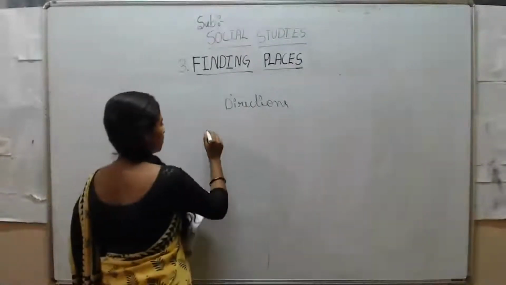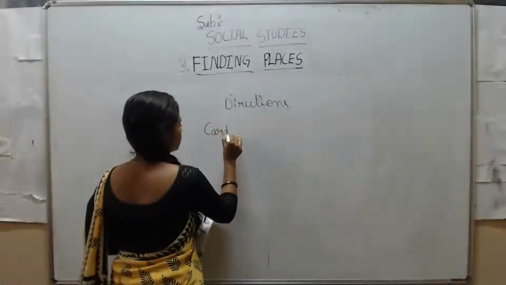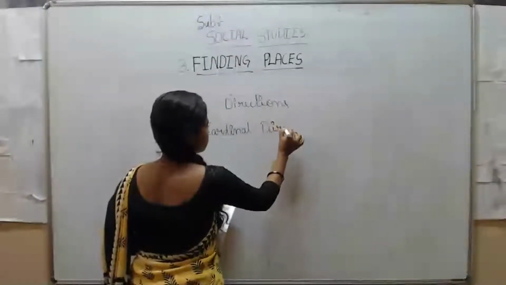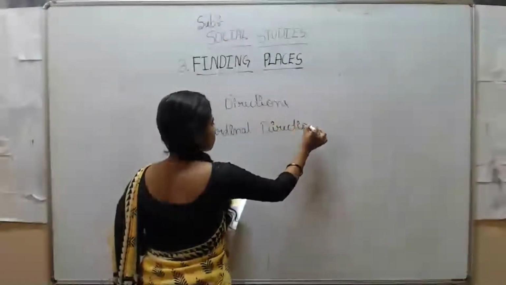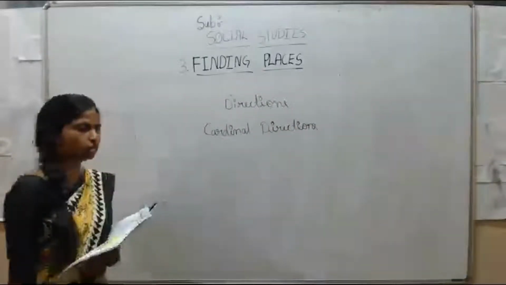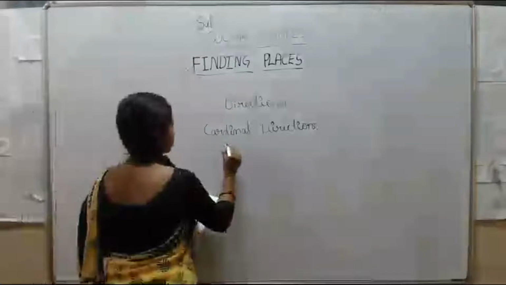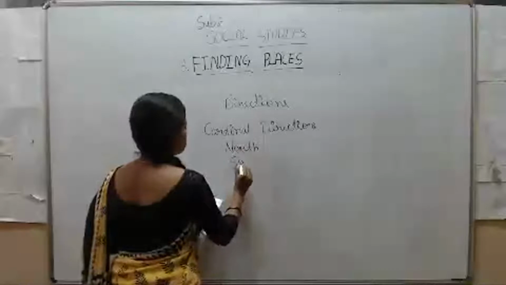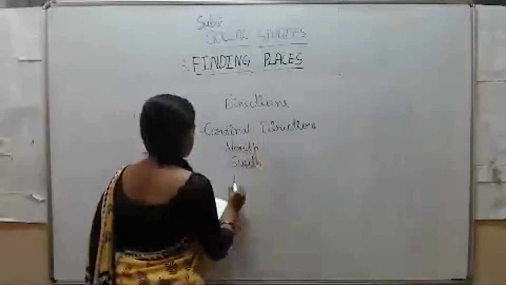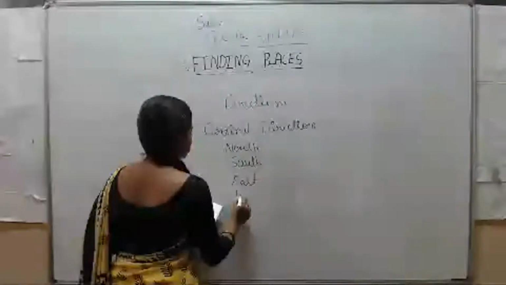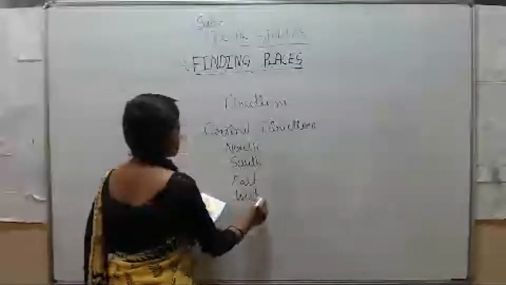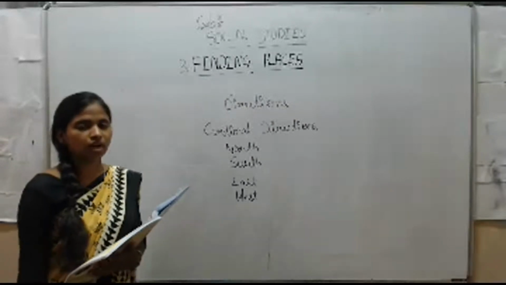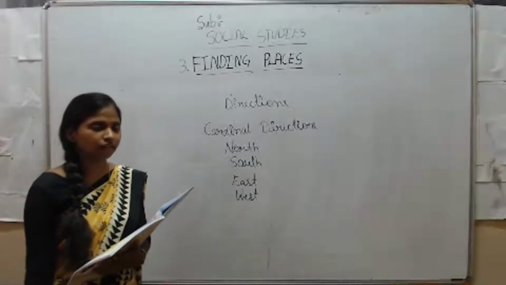Yes, those four main directions are also called cardinal directions. So what are the main directions? North, south, east, and west. So these are the 4 main directions we have learned in this chapter. We call them cardinal directions.